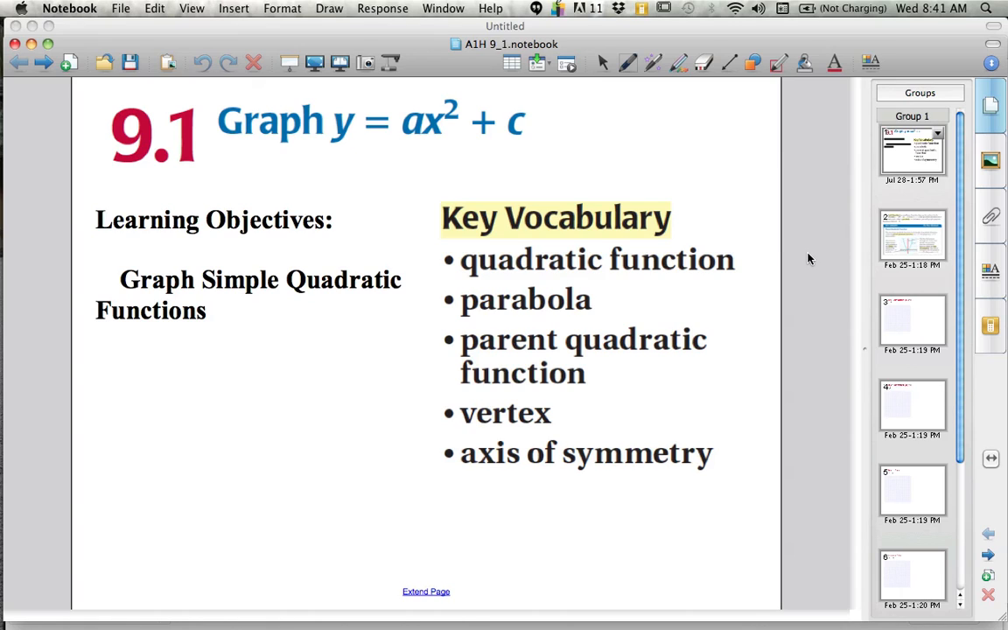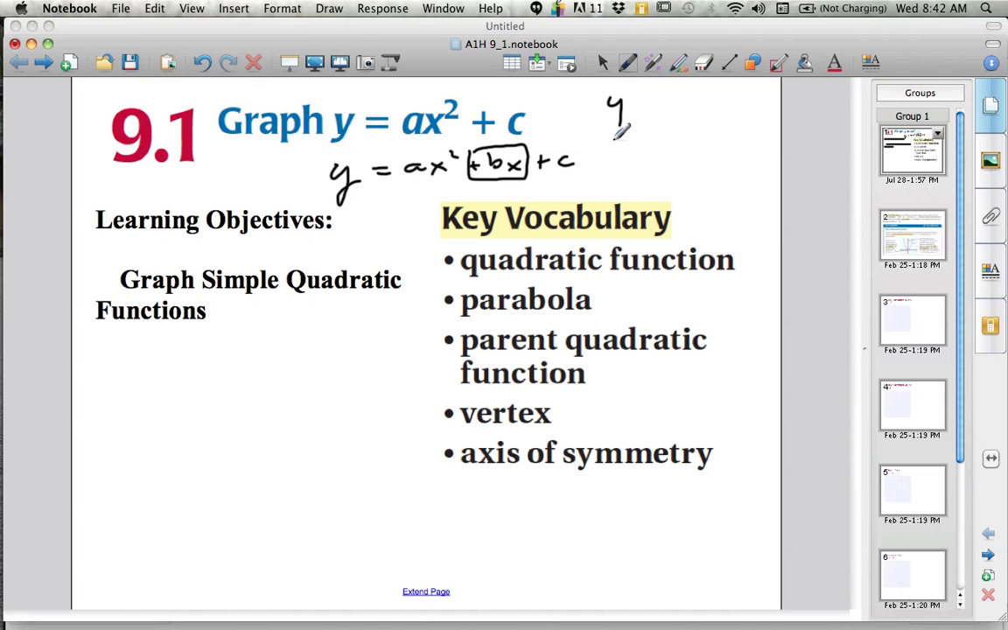In Chapter 9, we're going to continue working with quadratic functions specifically. And in 9.1, we're going to work on graphing a simple kind of quadratic function in the form y equals ax squared plus c. Remember, the full standard form was y is equal to ax squared plus bx plus c. And so when you eliminate the bx, it creates a unique type of quadratic function. And they're pretty easy to graph, and they have some similarities that make it easy to get used to graphing the quadratic function.